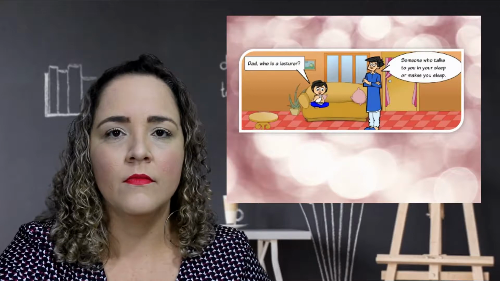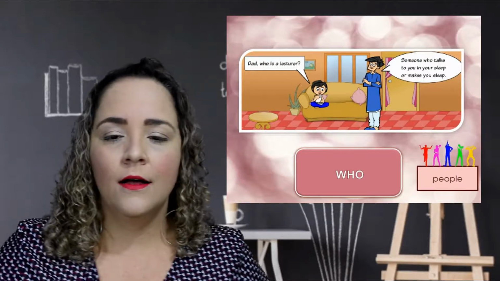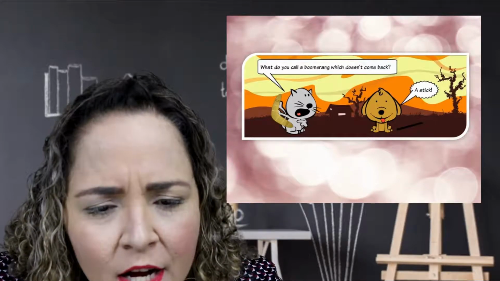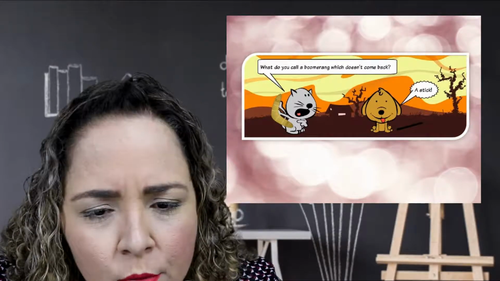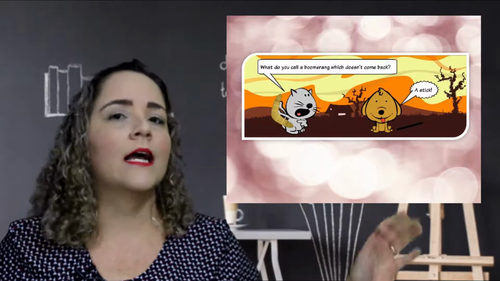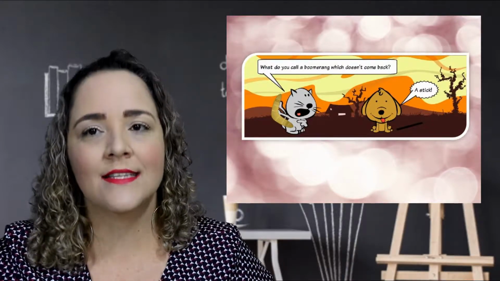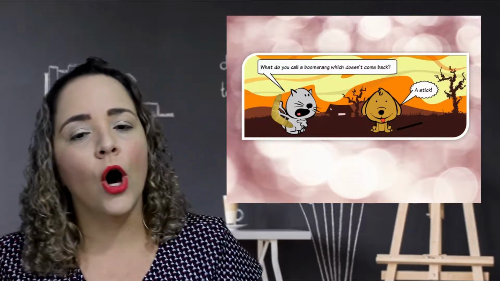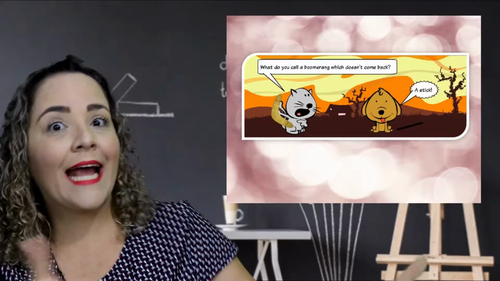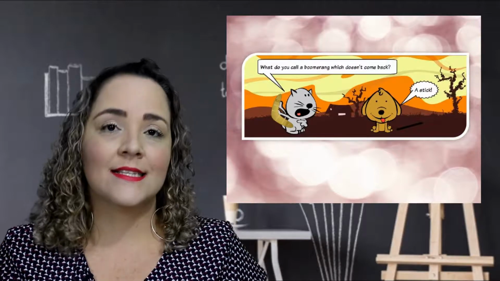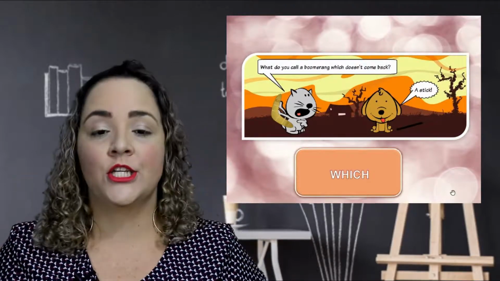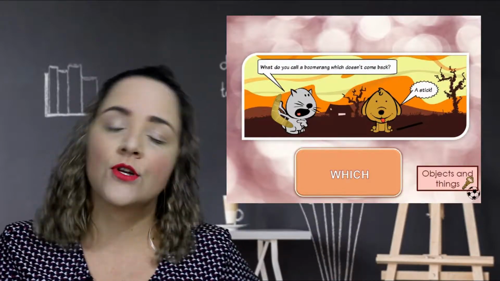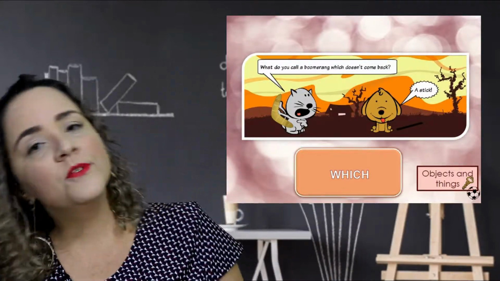Yeah. Look at the next. We use who for people. Look at this sentence. What do you call a boomerang which doesn't come back? A stick. Can you understand this joke? What do you call a boomerang which doesn't come back? He says, a stick. And he used which because he's talking about a boomerang or a stick. So we use which for objects and things.